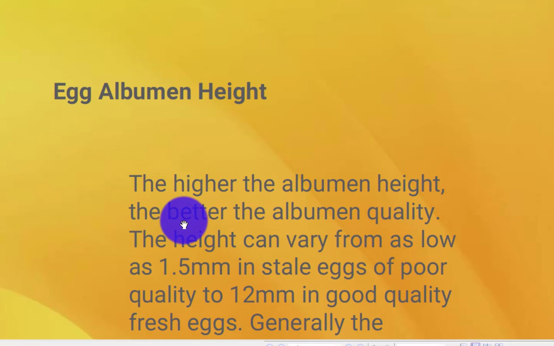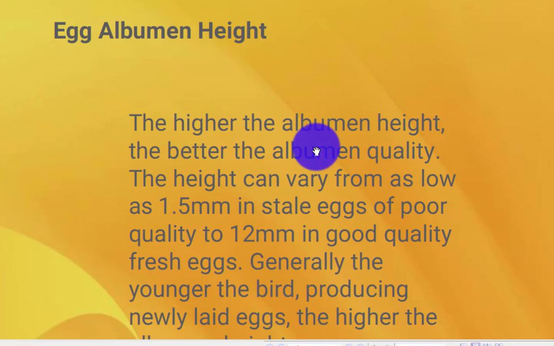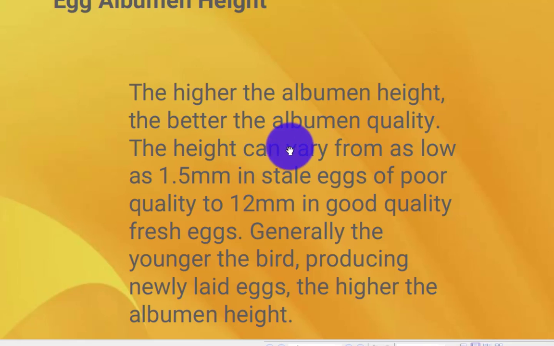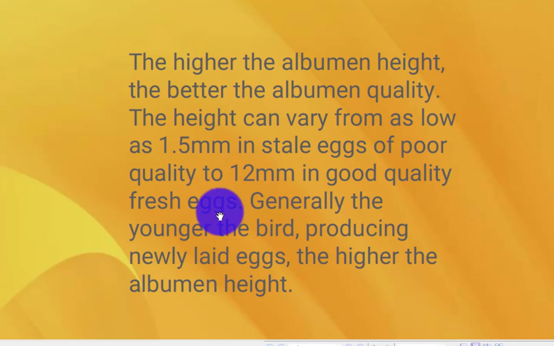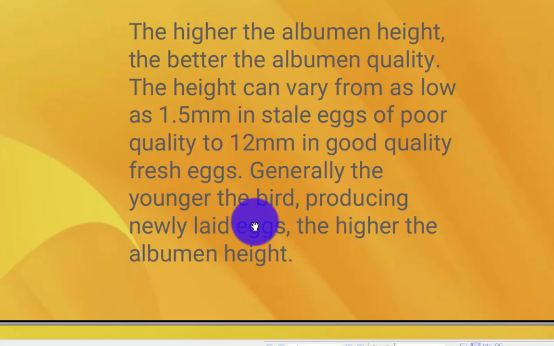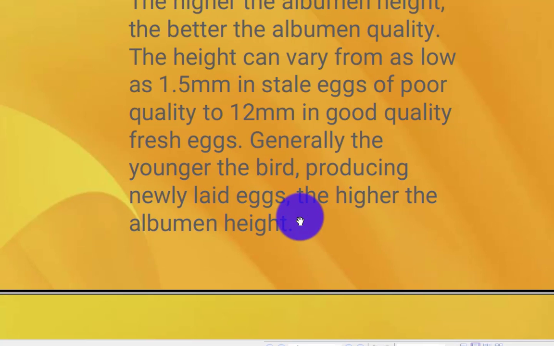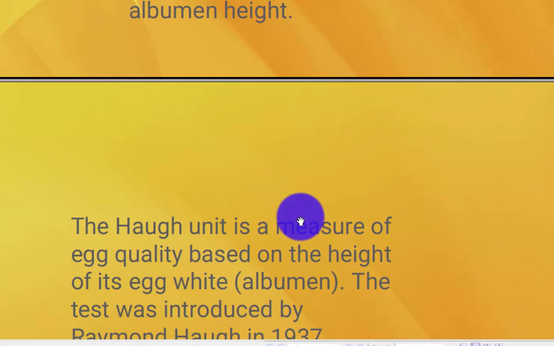Egg albumin height. The higher the albumin height, the better the albumin quality. The height can vary from as low as 1 millimeter in a stale egg of poor quality to 12 millimeters in a good quality fresh egg. Generally, the younger the bird producing newly laid eggs, the higher the albumin height.